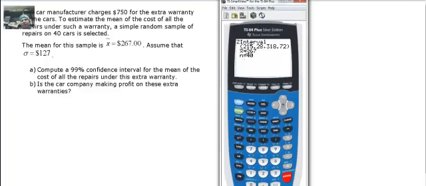Which is $215.28 to $318.72, right? Now it says, is that the answer for A? For A, of course, the overall mean should be somewhere in there. Now it says, is the car company making profit on these extra warranties? They charge $750, right? Which is way outside of this range. So we are confident they are making profit. Of course, they are doing business to make profit, right?